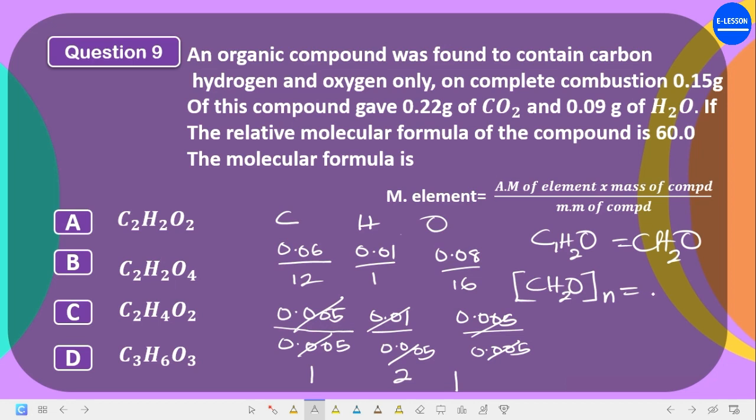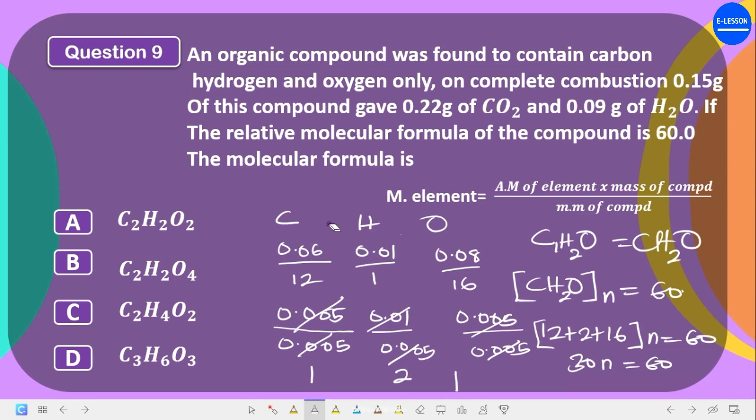The molecular mass given is 60. Now, we have to bring the atomic masses of each of these elements out. Carbon is 12. Hydrogen is 1, 1 times 2 is 2. Oxygen is 16. Bracket N is equal to 60. 12 plus 2 is 14, plus 16 is 30. So we have 30N equals 60.